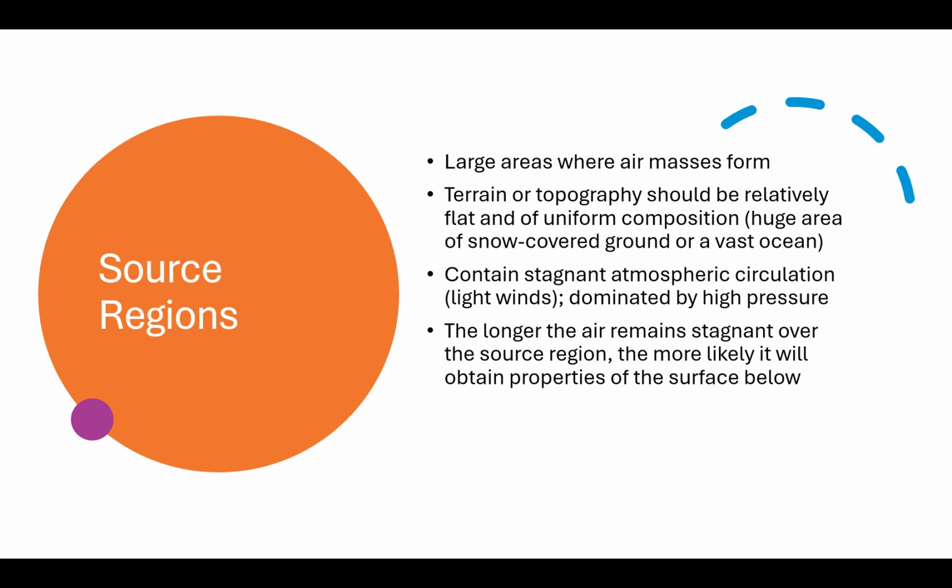Source regions also contain stagnant atmospheric circulation. We want light winds in an air mass source region. Too much wind, specifically stronger winds, is going to mix the atmosphere up too much for air masses to really form. So typically what we see with source regions is that they are dominated by high pressure. The longer the air remains stagnant over this source region, the more likely it will obtain the properties of the surface below it.